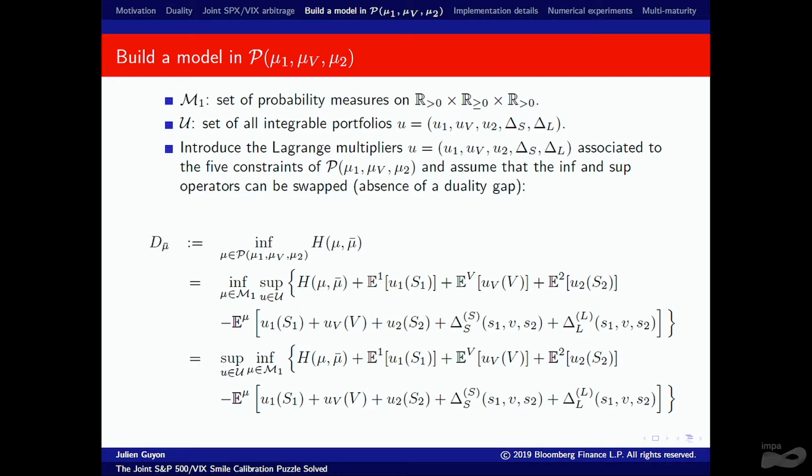Here, the constraint that the first marginal of mu must be mu1 is completely in the fact that when I take the sup over u1, this will be plus infinity, except if the first marginal of mu is mu1. So that's a way to integrate the constraints using the Lagrange multiplier. U1 plays the role of the Lagrange multiplier.